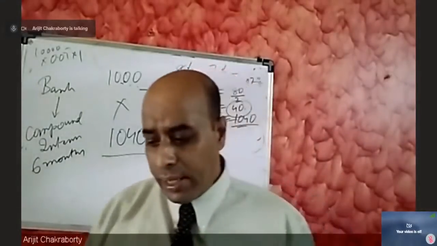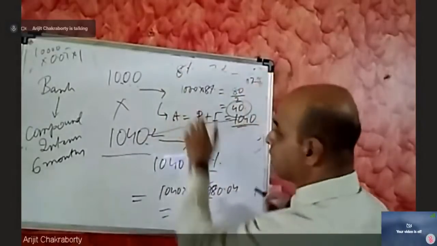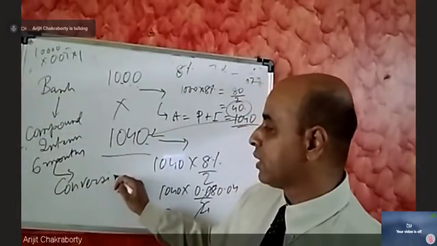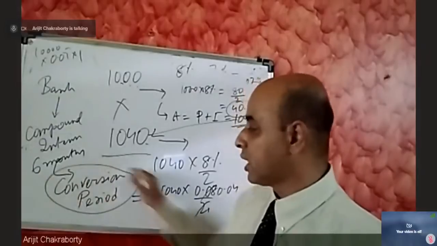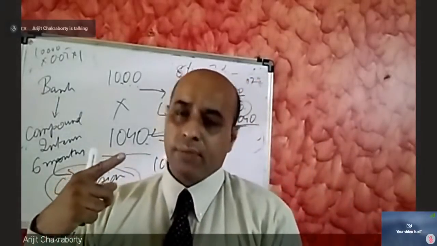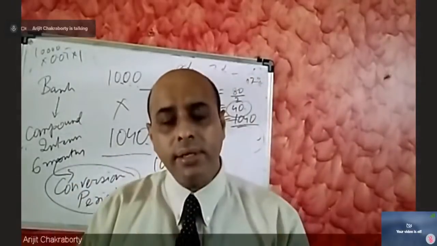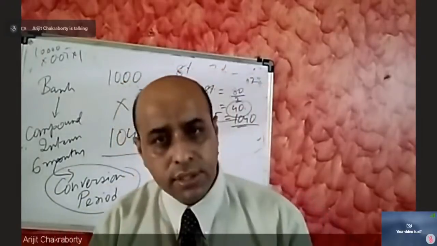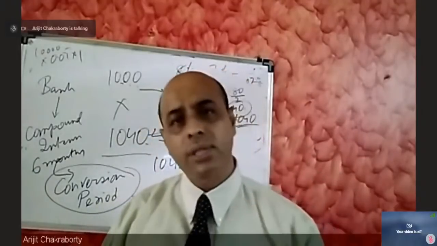In this way, there are different banks, and this period of 6 months which you see is called the conversion period. Please keep a note of this. This is called conversion period, and you can have a conversion period every 6 months. You can have a conversion period every quarter. You know quarter means how many months? Quarter means 3 months. You have 4 quarters in a year. First quarter, second quarter, third quarter, fourth quarter.